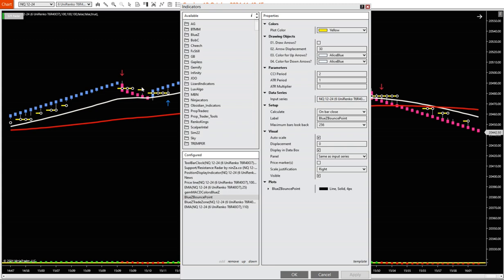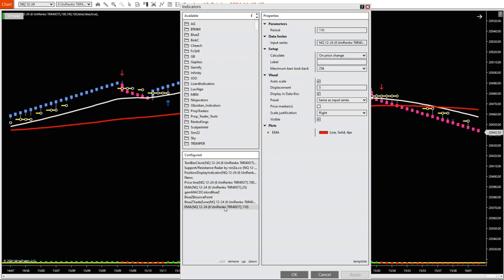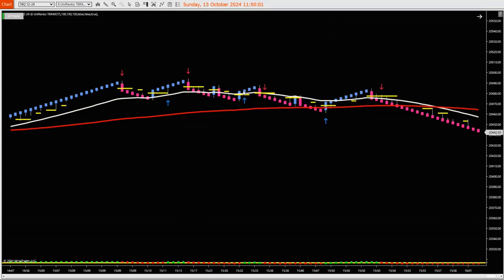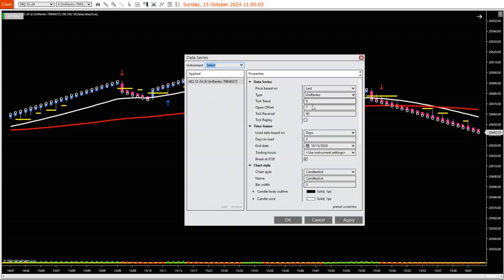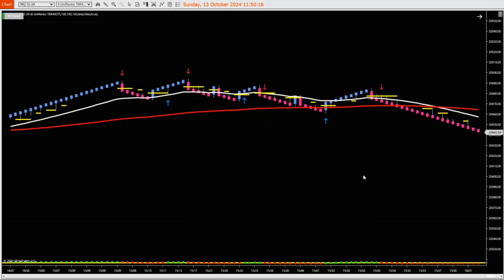Also, I like using on this particular candle setup a 25 and 110 EMA. There's my 110. Let me see, where's my other EMA? Right here, 25. And the bar size that I'm using is a uni wrinkle 6 on the tick trend, on the offset 7, and on the reversal 40. I really like using this with the NQ.